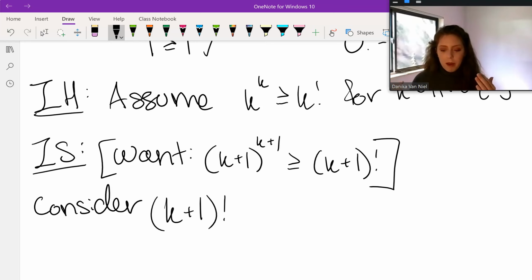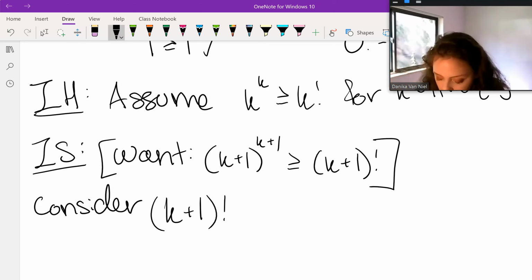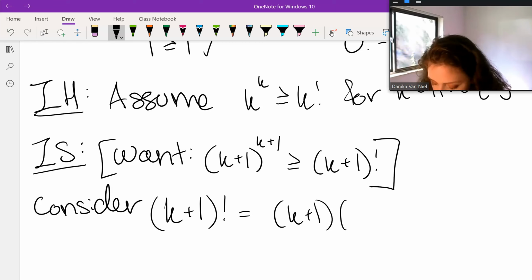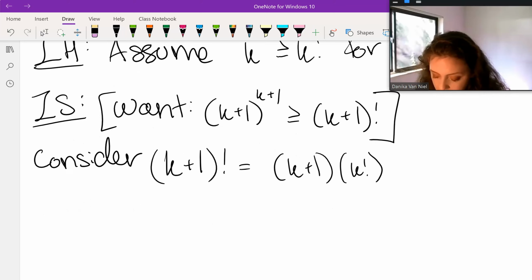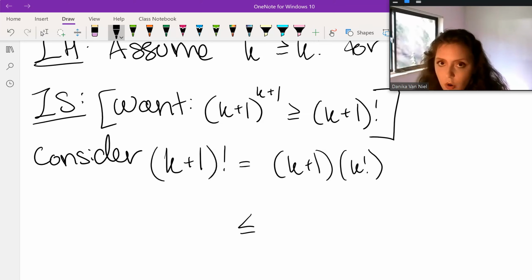So what do I know about with factorials? I know k factorial, sorry. So I can actually write this as k plus 1 times k factorial. Okay, so these two things are equal. Now I get to use my inductive hypothesis and say that this is less than or equal to k plus 1 times k to the k. So, okay, we need to be careful here.